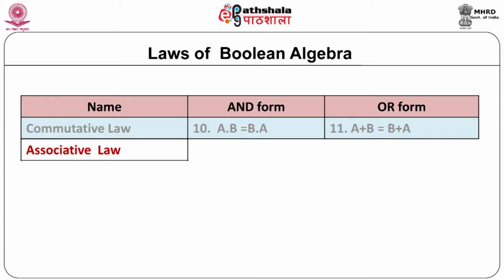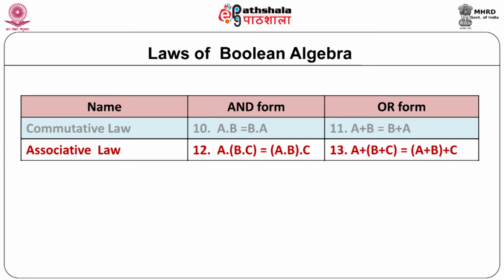Let us now understand the associative law. The associative law in AND form is A AND (B AND C) equals (A AND B) AND C. This law indicates that it makes no difference in what order the variables are grouped while dealing with ANDing of more than two variables.